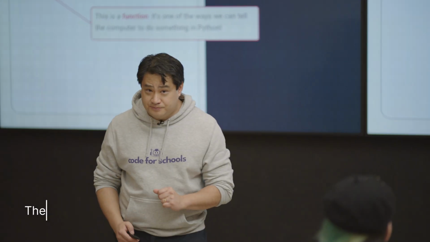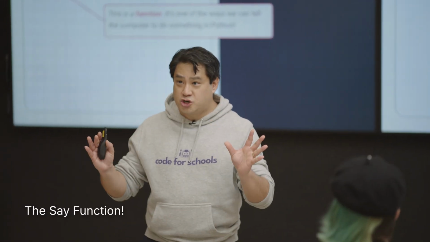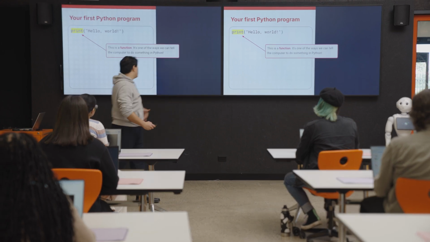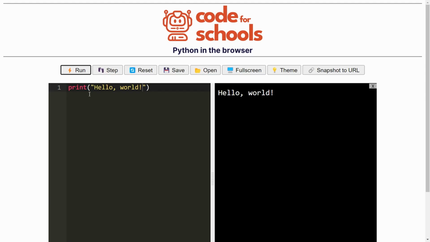We're going to use another function, okay? So remember, a function is a word that has round brackets afterwards. So we're going to go back to our code very quickly, and we're going to use another function, and this function is going to be called say. Okay, let's try it. So I'm going to go here. We're going to change the print function to say, just like that.